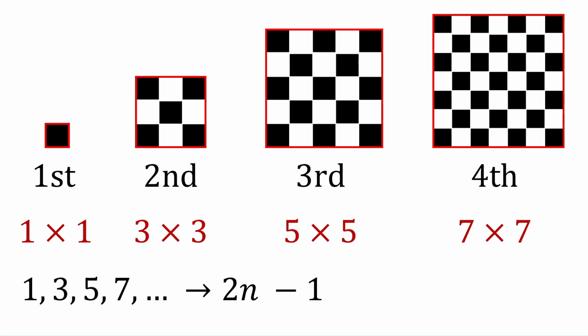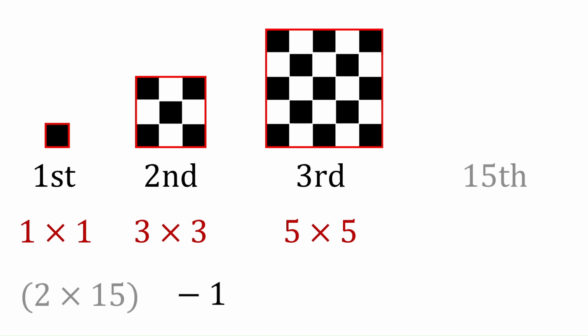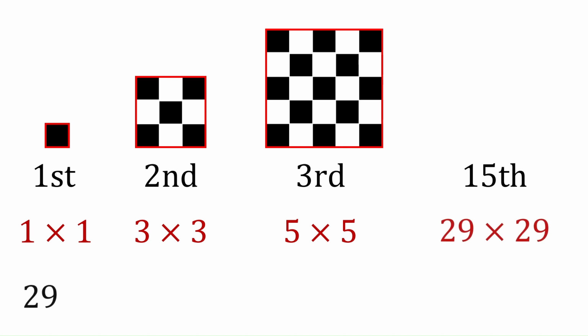2n minus 1 is our sequence, so we can sub 15 into here to work out our 15th square and how large that's going to be. 2 times 15 is 30, and 30 minus 1 is 29. So we're going to have a 29 by 29 square of black and white tiles for our 15th pattern. But the question was, how many black tiles are there?